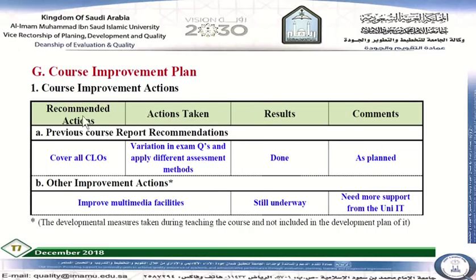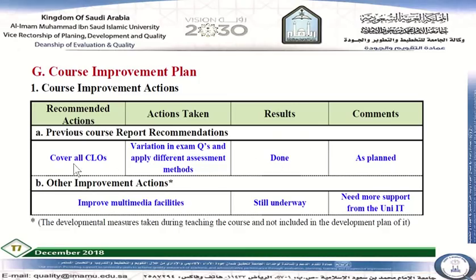The course improvement plan, we begin with the course improvement actions. Like here, the recommended actions from previous recommendations. You're talking about the previous course report. The recommended action here is to cover all CLOs, so it seems they had a problem with that. And the actions taken: vary exam questions, and apply different assessment methods. And also the results are done.